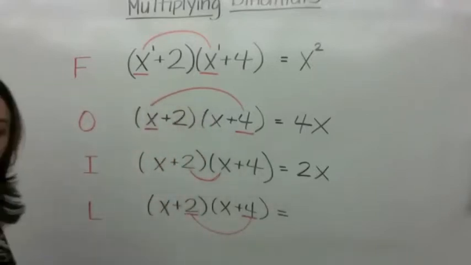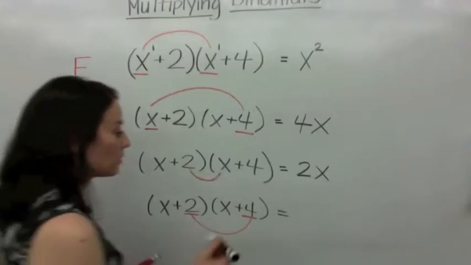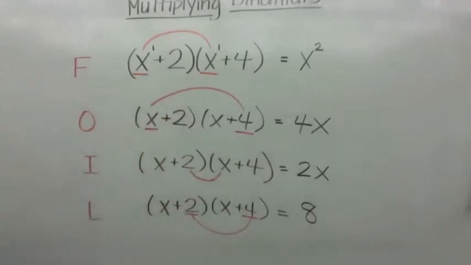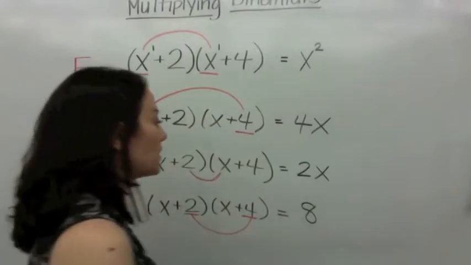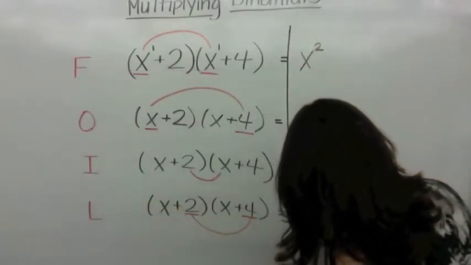So what is 2 times 4? 2 times 4 is 8. Very good. 2 times 4 is 8. Okay, so now what we need to do is, because all of these, we're going to take a look at all of these now on this side, and we're going to put a box around them.